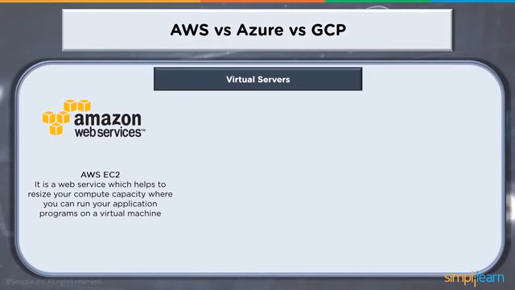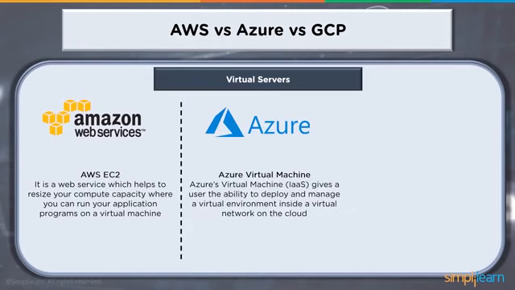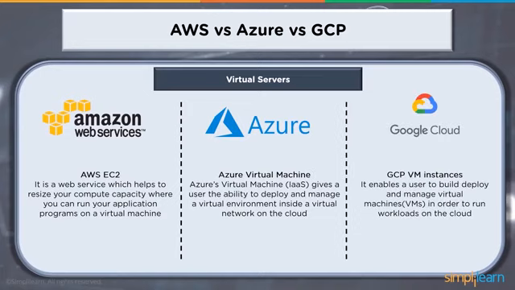whether the storage should be local to the instance or whether that should be an elastic file system or even an object storage. When it comes to Azure or Microsoft's offering, Azure Virtual Machine, that is infrastructure as a service, gives a user the ability to deploy and manage a virtual environment inside a virtual network on the cloud. And this virtual network on the cloud would be managed by the cloud provider. The offerings from Google Cloud Platform, that is GCP VM instances, enable users to build, deploy, and manage virtual machines in order to run different kinds of workloads on the cloud.